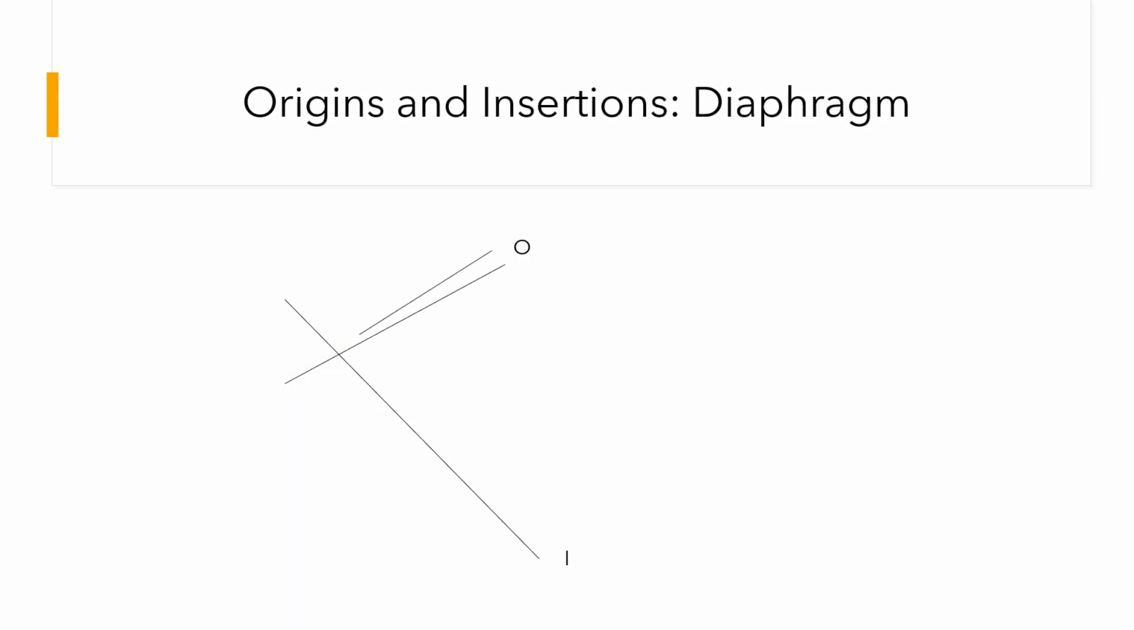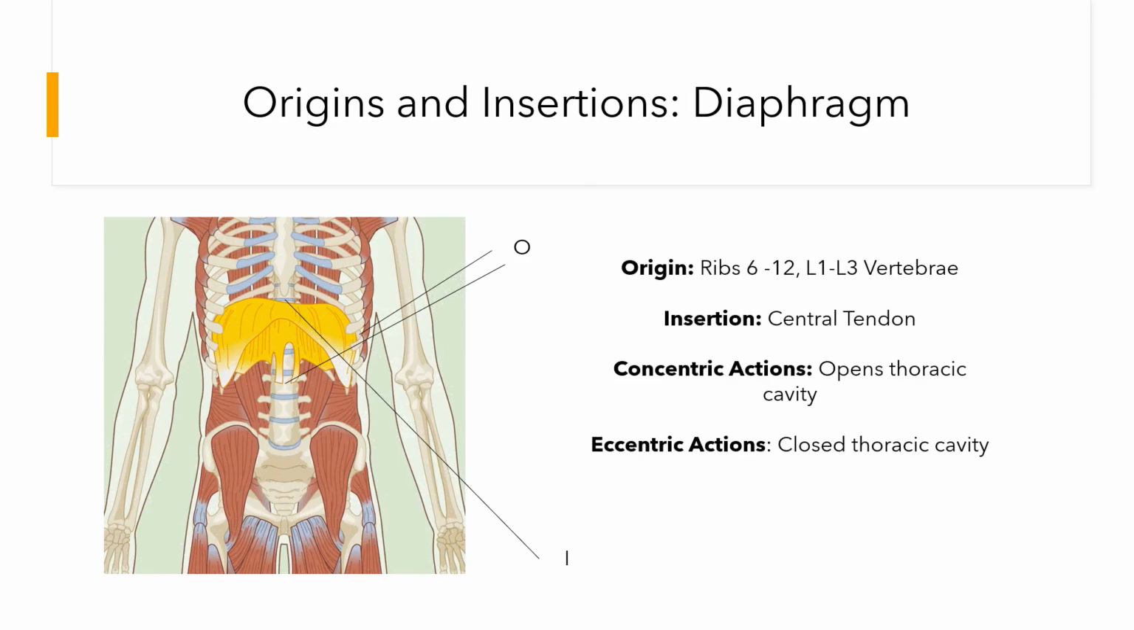Then we've got the diaphragm, key muscle for breathing. So it originates in ribs 6 to 12, and then the lumbar L1 to L3. It inserts into the central tendon of the spine, and its concentric action is to open the thoracic cavity to breathe in, and then eccentric action is to close the thoracic cavity to breathe out.